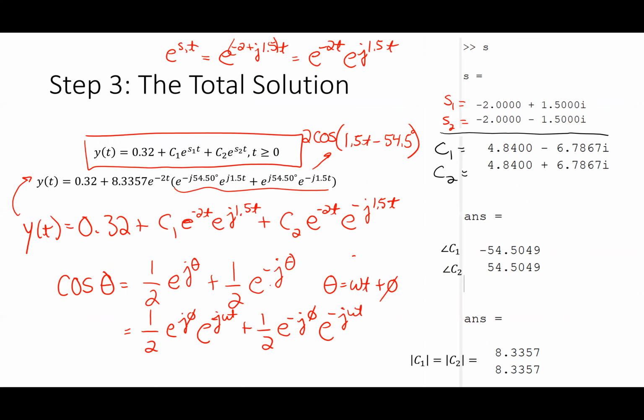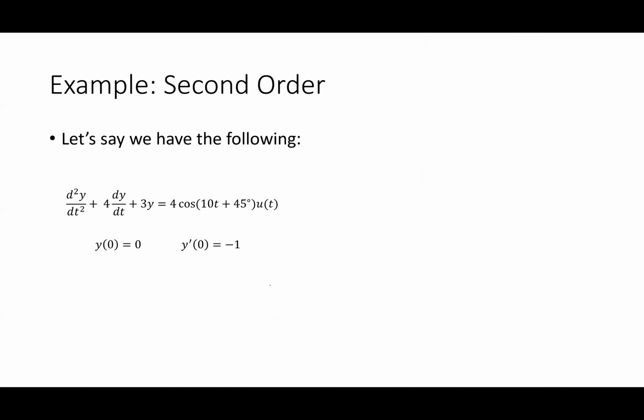All right, so I think we have enough time to try to do one more example here, or at least to start this example. So here's this one: d squared y by dt squared plus 4 dy/dt plus 3y equals 4 cosine(10t plus 45 degrees). And then I've got my two initial conditions. Now, first step is to get the transient response. Second step is going to be to get the particular solution.